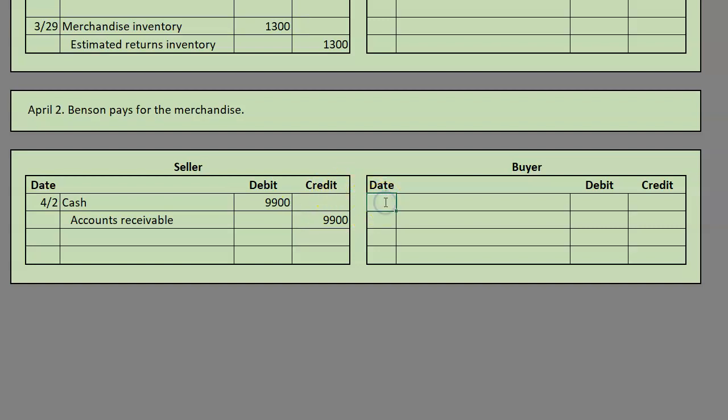Now for the buyer, the buyer's accounts payable is going to be going down because they do not owe this money anymore. And then their cash is going to be decreasing. So the cash is decreasing for the buyer, increasing for the seller. For the seller, accounts receivable is going down. For the buyer, accounts payable is going down. So they are related. All right, hopefully after these examples, you're starting to get a better feel for those buyer-seller entries.